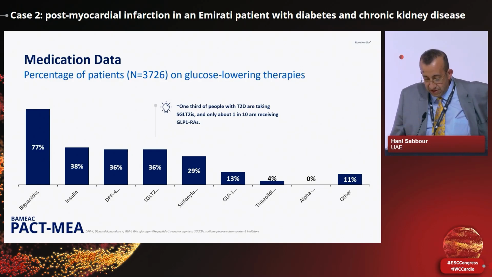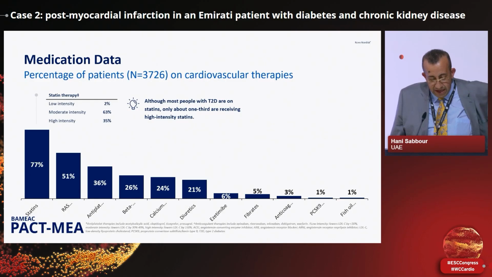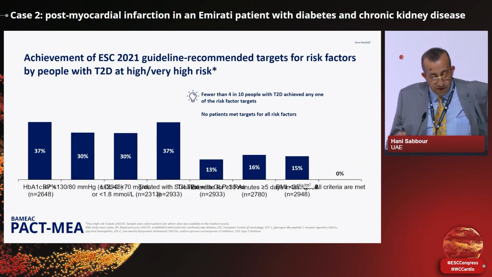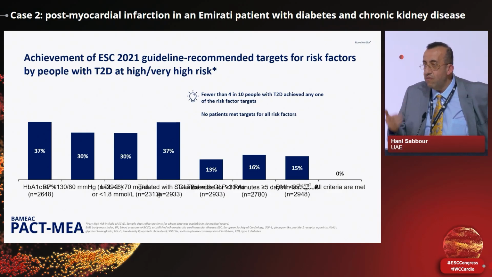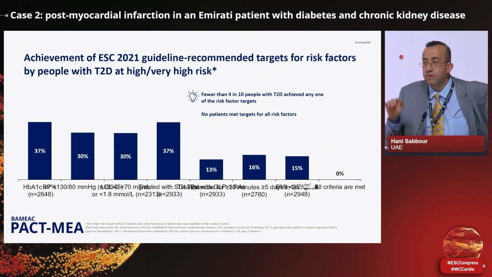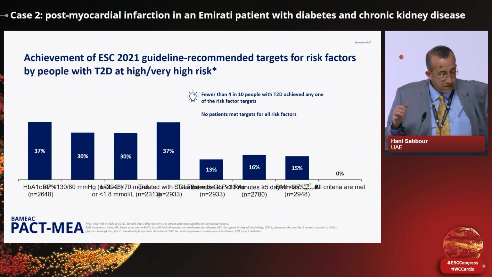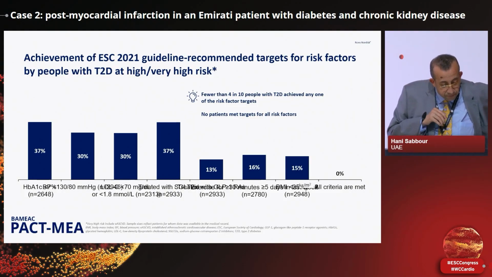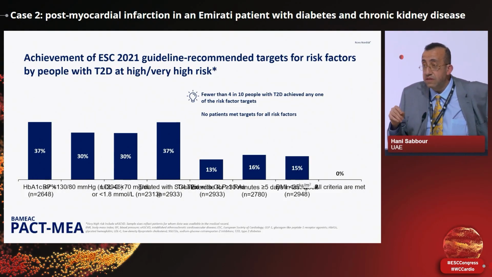But the sad fact, on the next slide, you'll see the problem. The achievement of all of the ESC guideline targets in these high-risk cardiovascular disease patients with diabetes was 0%. We were not achieving all the targets. On hypertension, only a third, and the same for dyslipidemia or diabetes. So we are not tackling even a quarter of the risk factors. Why is the risk increasing? Because we're not able to do that.